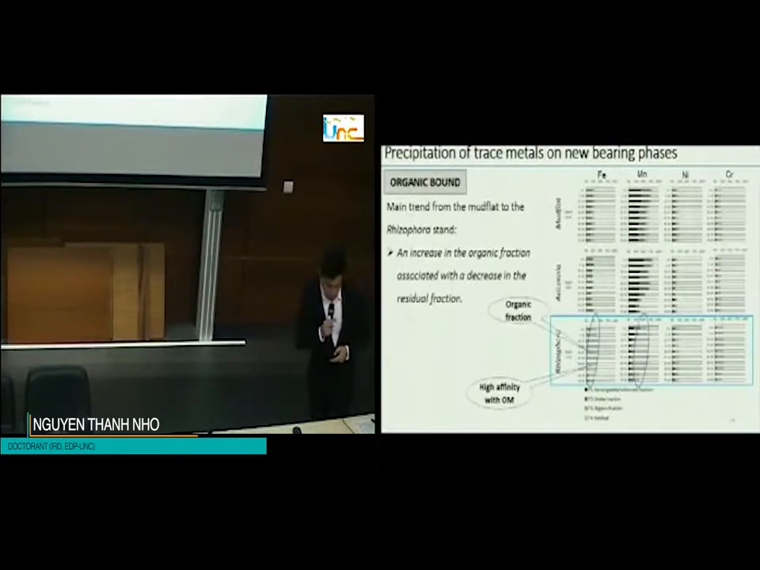For precipitation of trace metal on new bearing phases, organic matter is the most important bearing phase for trace metal partitioning in sediment. And we can see a main trend from the mudflat to the Rhizophora is an increase in the proportion of trace metal in the organic fraction associated with the increase in the residual fraction. This phenomenon implies that the trace metal has a high affinity with the organic matter.